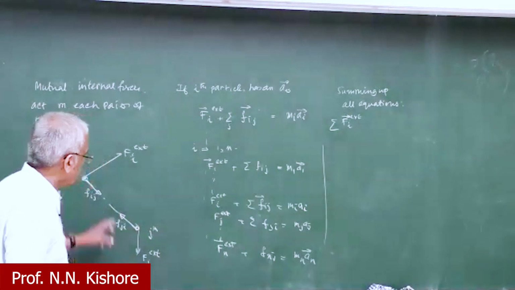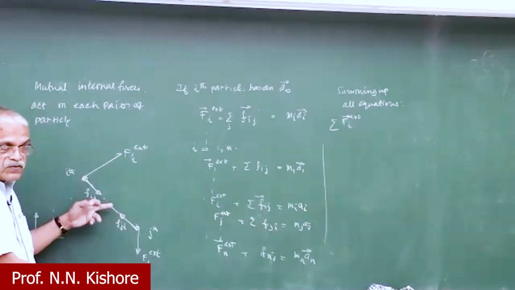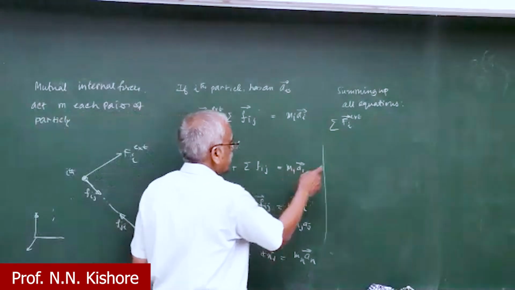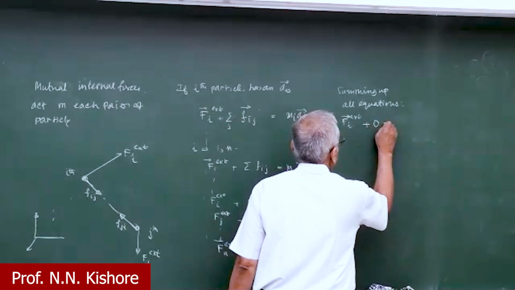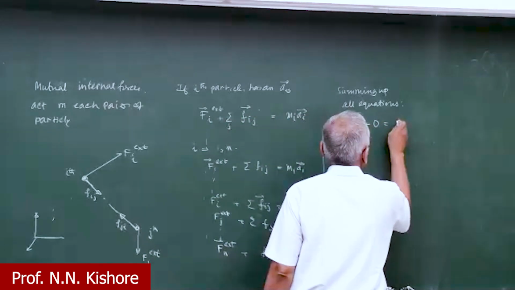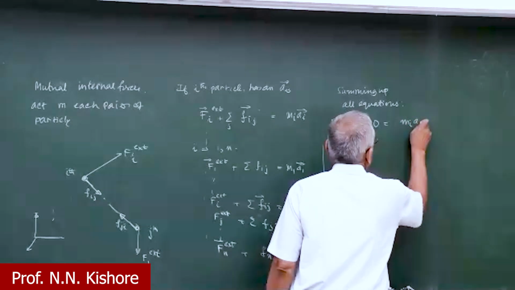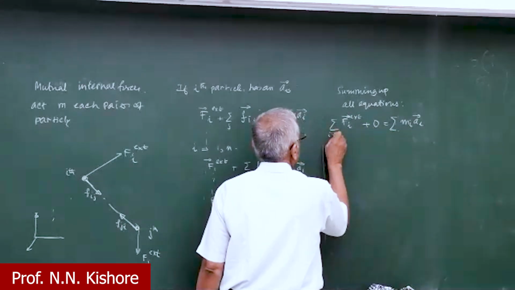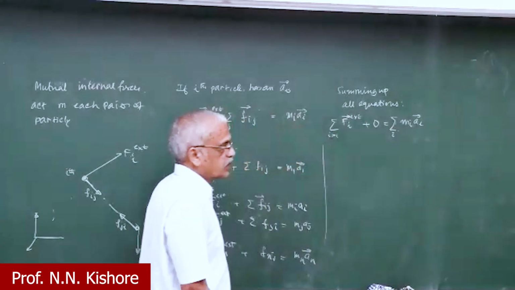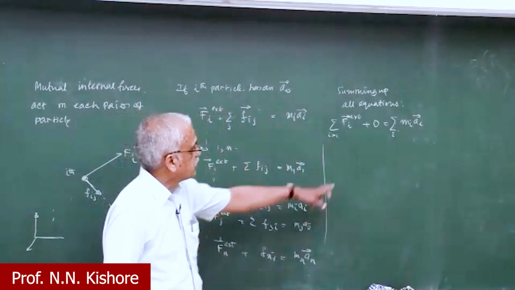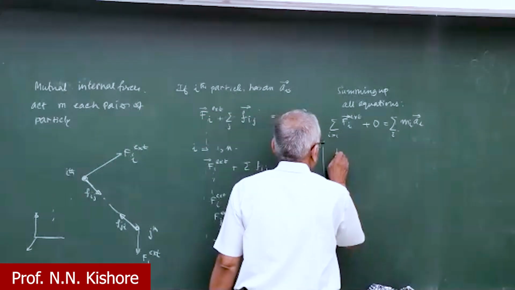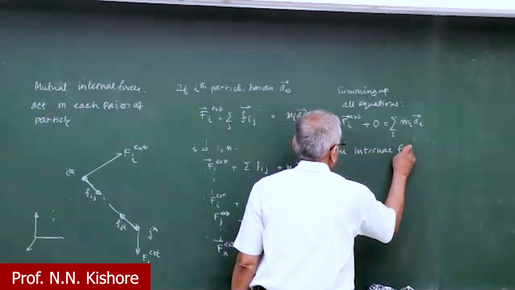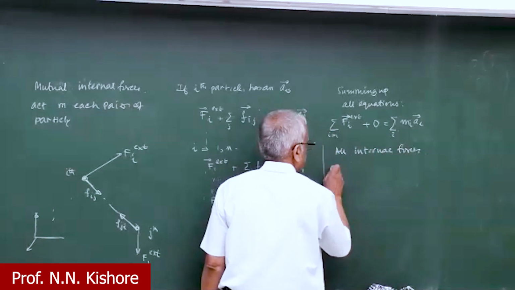So this is our first inference: internal forces get cancelled when you consider all the particles together. Okay, so like this, we will further simplify this by looking at this Mi Ai, which can be written as Mi d square by dt square of the position vector.